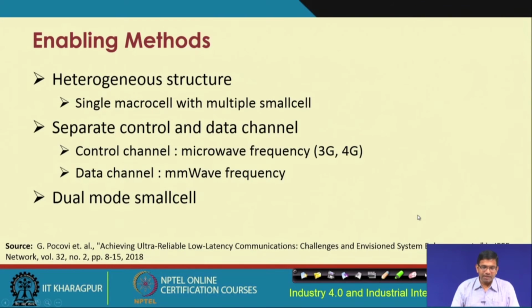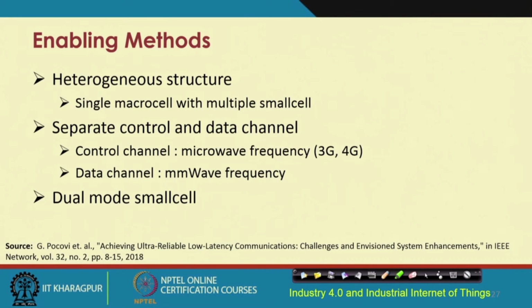For details of these things I would encourage you to go through the paper Achieving Ultra Reliable Low Latency Communication, which was published in the IEEE Network magazine in 2018. Here you would be able to get a lot more ideas with respect to these methods. Enabling methods include heterogeneous structure, where a single macro cell with multiple small cells would be used, or separate control and data channels could be used. So, a separate control channel for microwave frequency, a data channel for the millimeter wave frequency, and dual mode small cell. These are some of the different enabling methods that could be used.